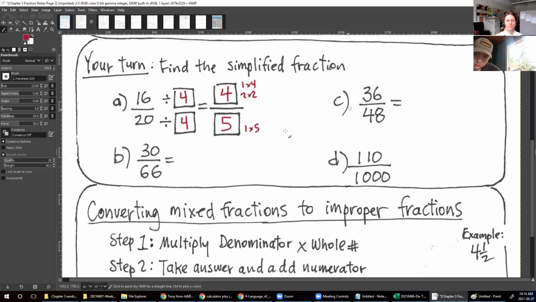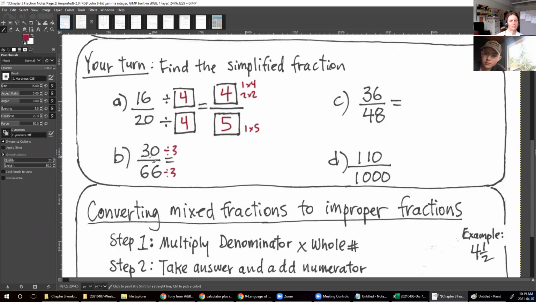Okay, let's do B. So 30 over 66. What can I divide both of these by? Maybe I could divide by 3. Can I divide by 6? And sometimes that helps, is you know that you can see that I can divide by 3, but what if I double that to 6? And I'm pretty sure I can divide by 6. Either way will work. Let's do 3, just because it's the easier one.